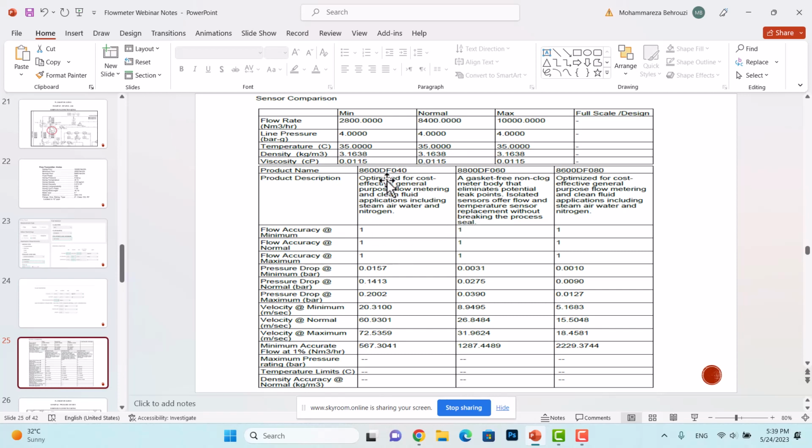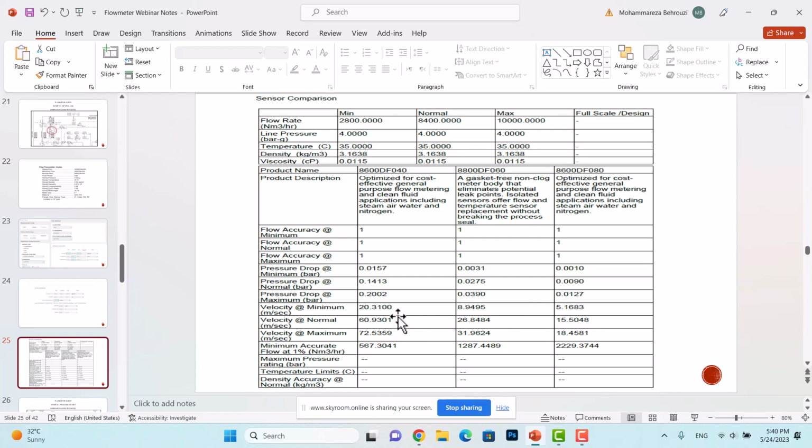The first one on the left side is 4 inches, then 6 inches and 8 inches. If you look at these, you can see that the maximum pressure drop here is 0.2, here is 0.03 and here is 0.01. Of course, it is obvious to us that the larger the size of the flow meter, the lower the pressure drop. That's clear to us, as an obvious thing as process engineers.